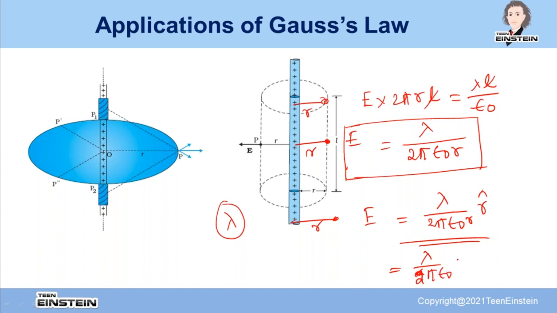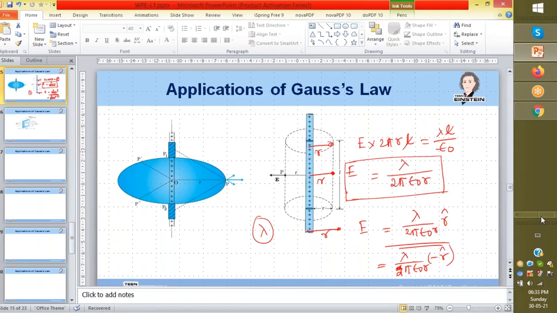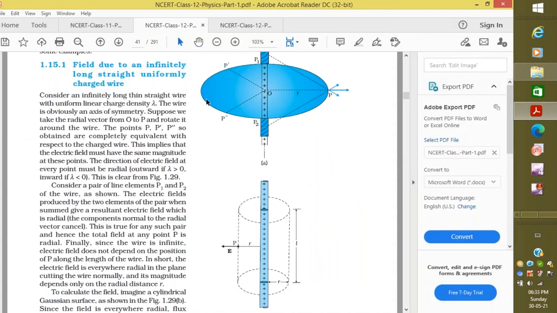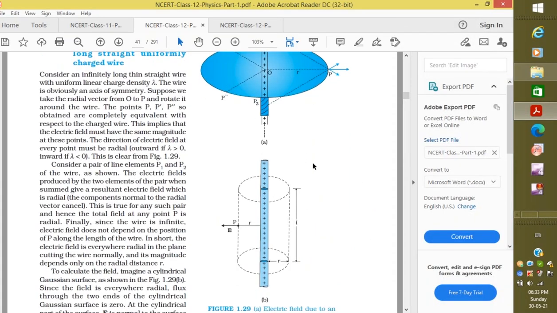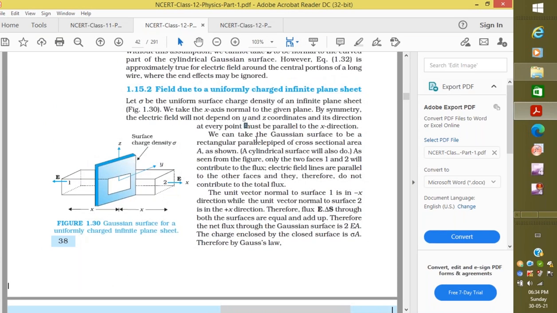So you should read it from the book carefully, and if you don't understand, you can ask me next class. I'll just move on to the other application. The next application is elaborately written, you just see that. Now we'll see the field due to a uniformly charged infinite plane sheet. Infinite plane sheet means, again, a sheet. Sheet means area.